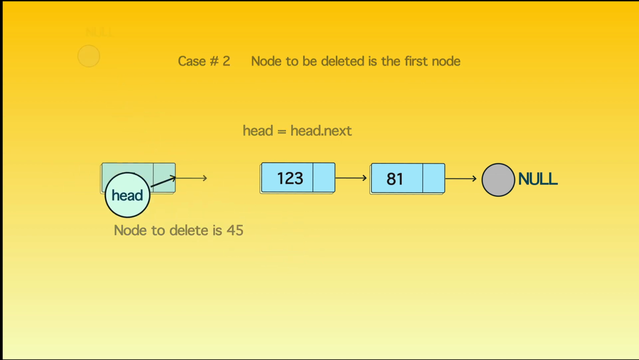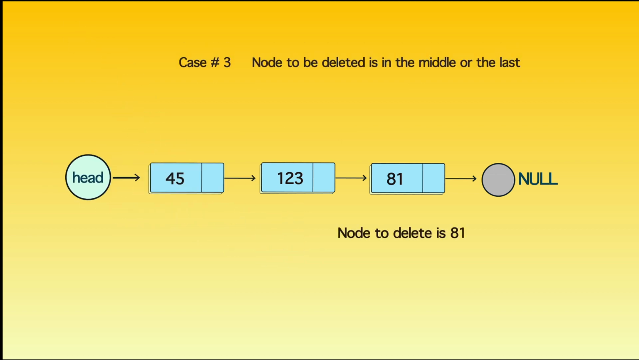Now let's have a look at the third case. The third case is a little bit more complicated than the first 2. In the third case, the node that we want to delete either is the last node of the linked list or maybe somewhere in the middle, meaning that we have to traverse the list all the way up to the element that we want to delete. So let's say in this example that the node that we want to delete is the last node, the node with data value 81.